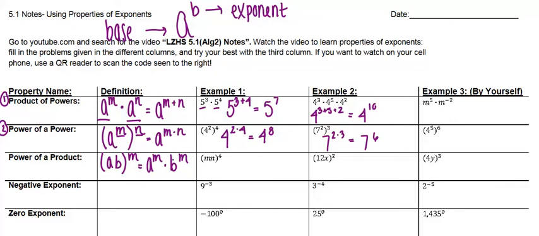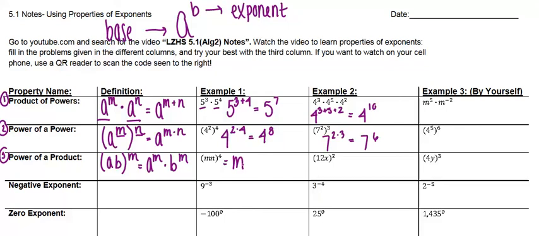Now, you might be thinking, can I simplify this further? But remember, if we're multiplying, our bases need to be the same. It doesn't matter that our exponents are, but if we were trying to simplify this, we'd actually have to stop. So let's take a look at a couple examples with power of a product.